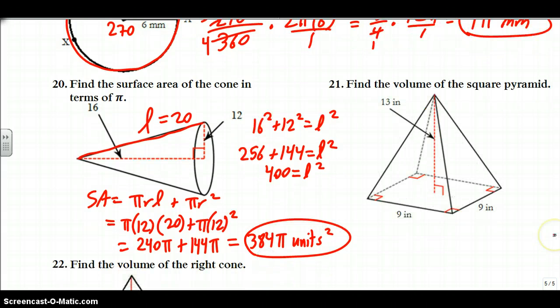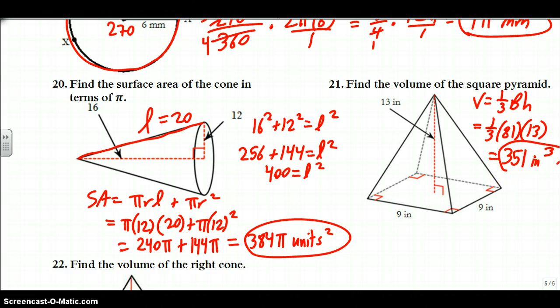Volume of the square pyramid. Well, volume of a pyramid is 1/3 area of the base times the height. Well, if the base is a square, 9 times 9 is 81, so of course, hopefully you remember how to find area of a square, times the height of the pyramid, which is 13. So really, I just have to take 81 times 13 and divide by 3, which should come out to be a nice, cool 351 cubic inches.